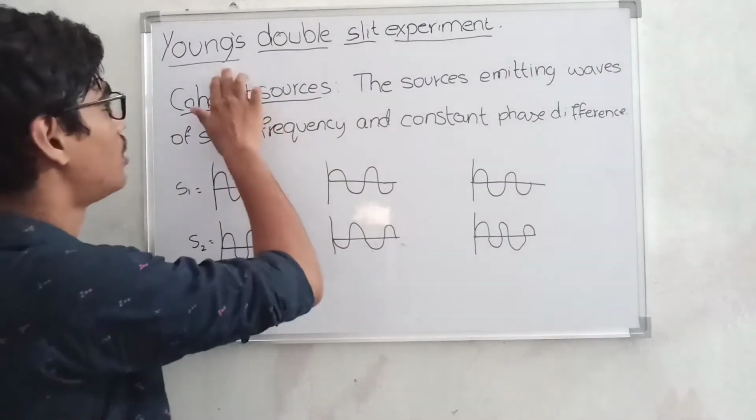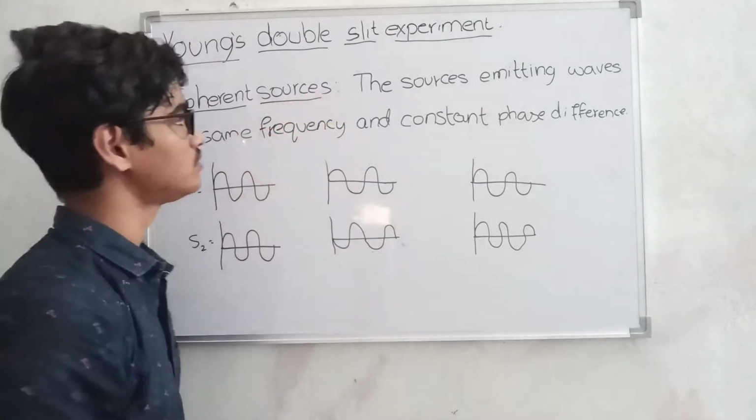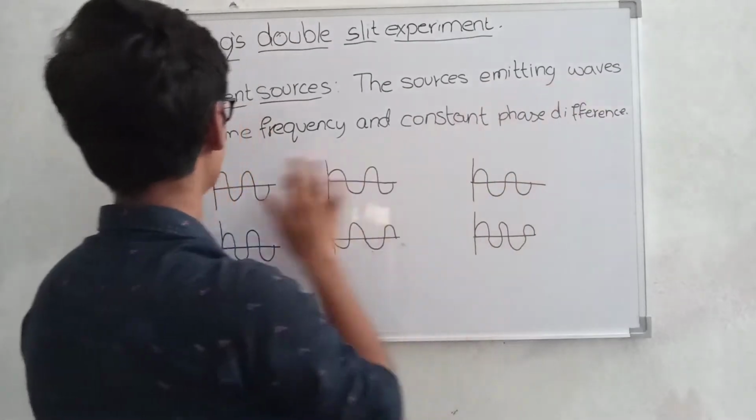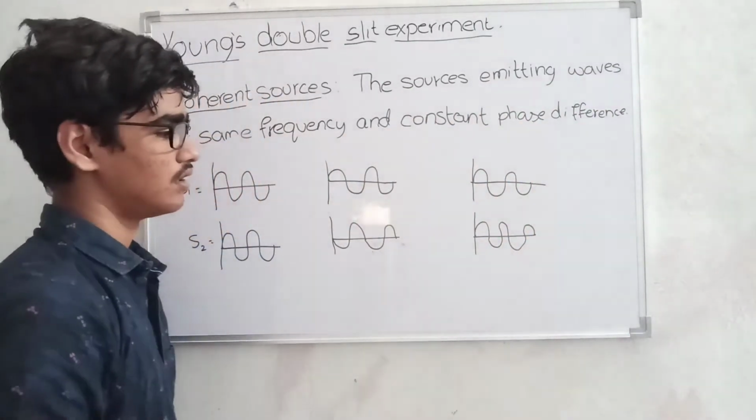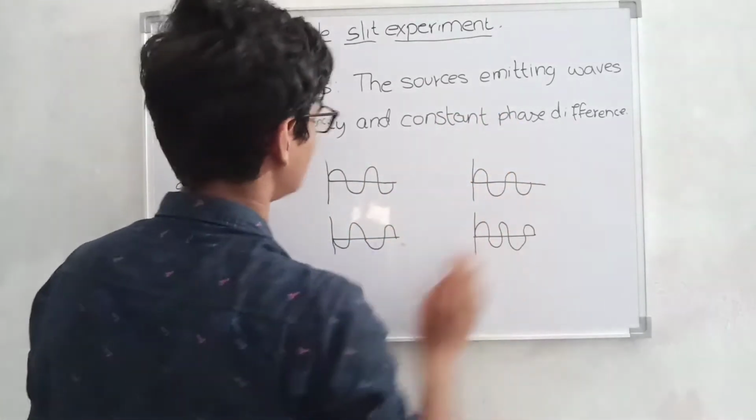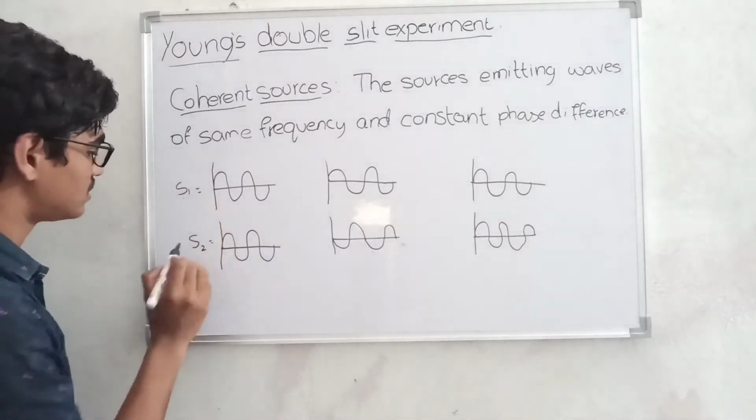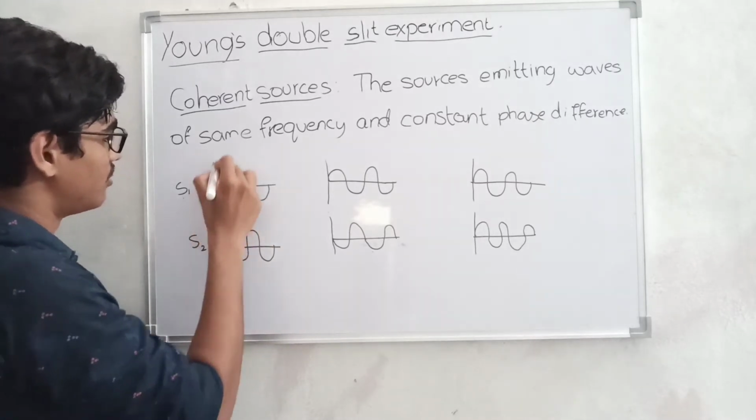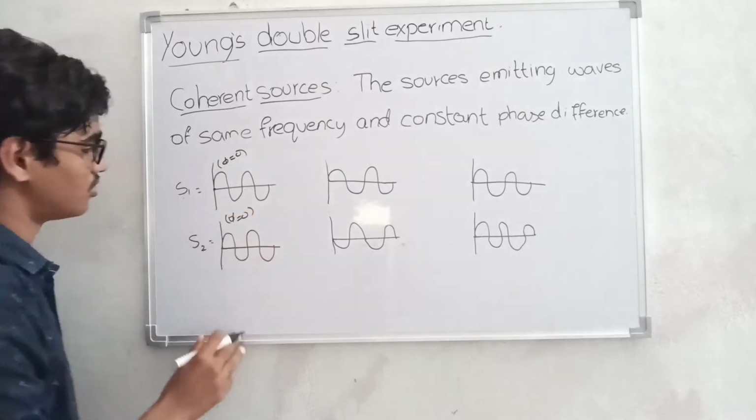Here, to perform Young's double slit experiment, we require two coherent sources. Coherent sources means the sources emitting waves of same frequency and constant phase difference. The constant phase difference is explained here. If we consider these two sources S1 and S2 emitting waves of this type, here phase difference is 0 and here phase difference is 0.